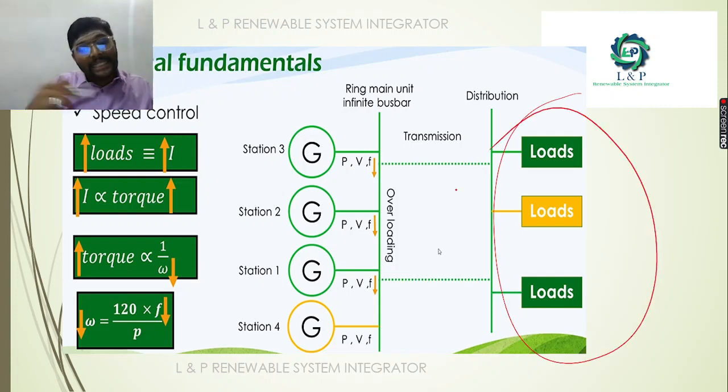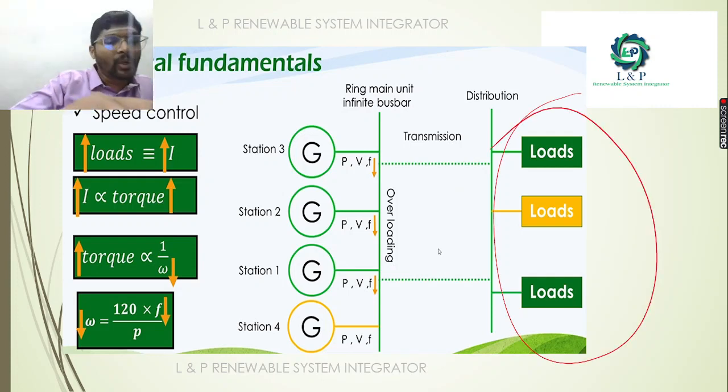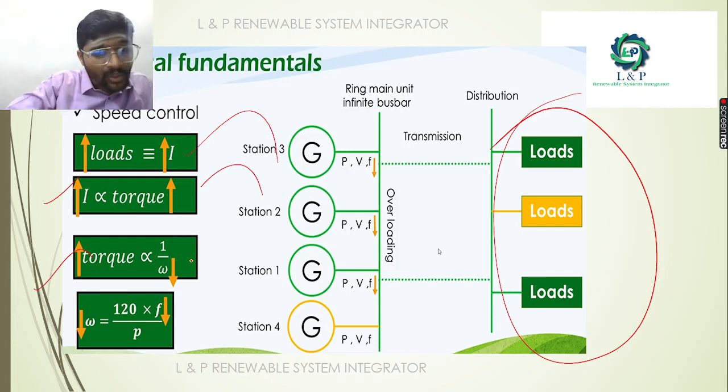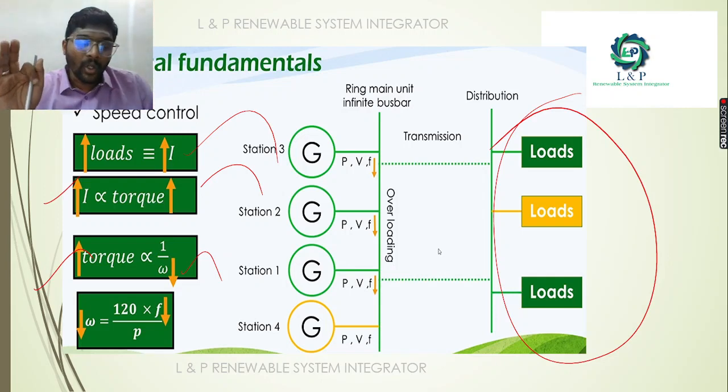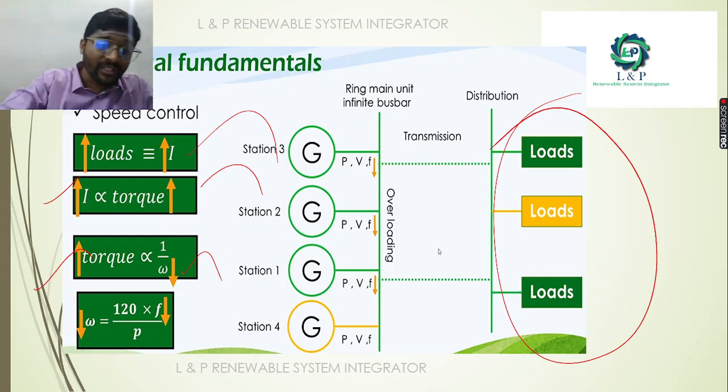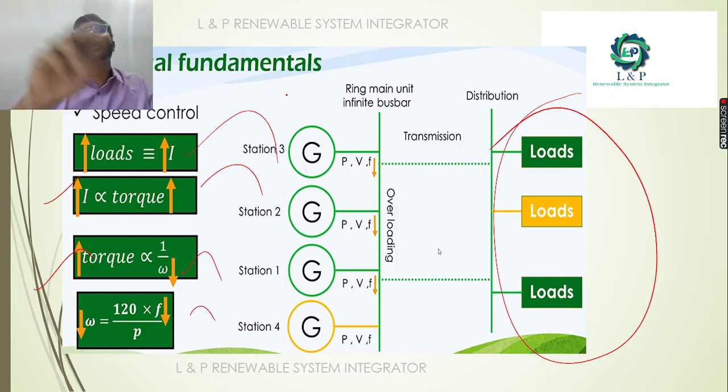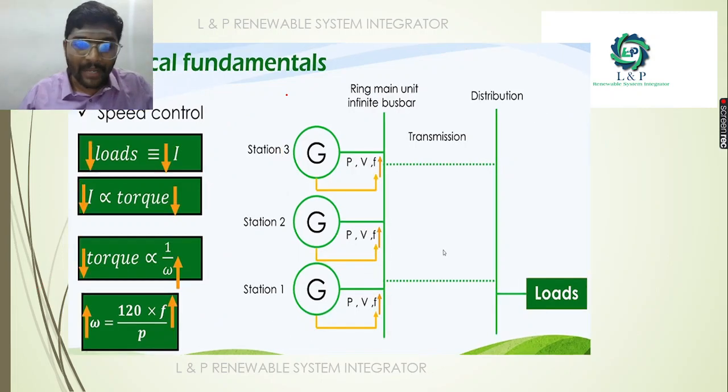So since we are increasing the load, what is happening? When the load increases, current increases. When the current increases, torque increases. When the torque increases, the angular speed is getting reduced. What is happening? The frequency is also getting reduced. It means we have a frequency deficiency, which is happening here.